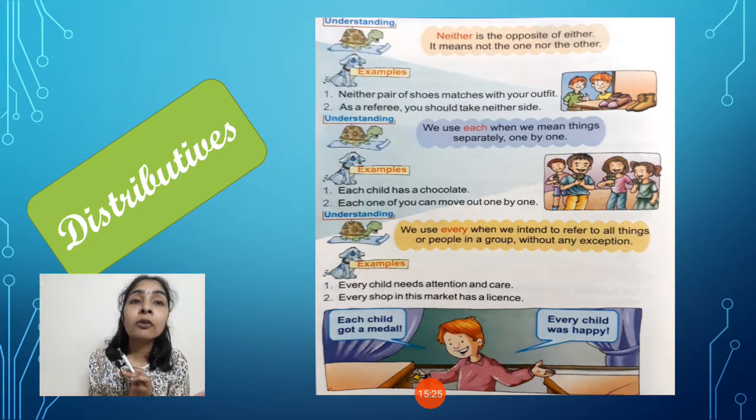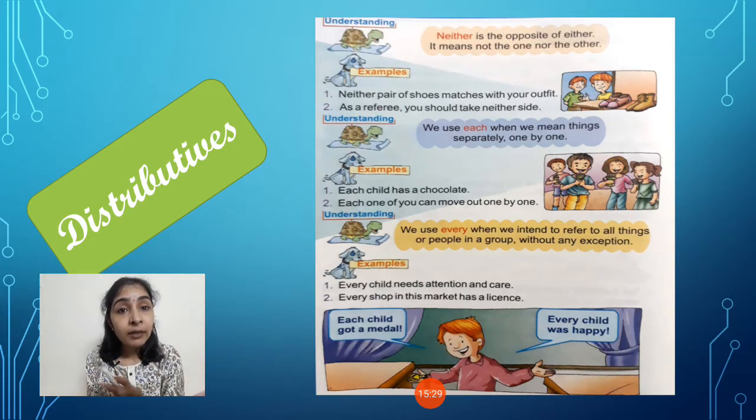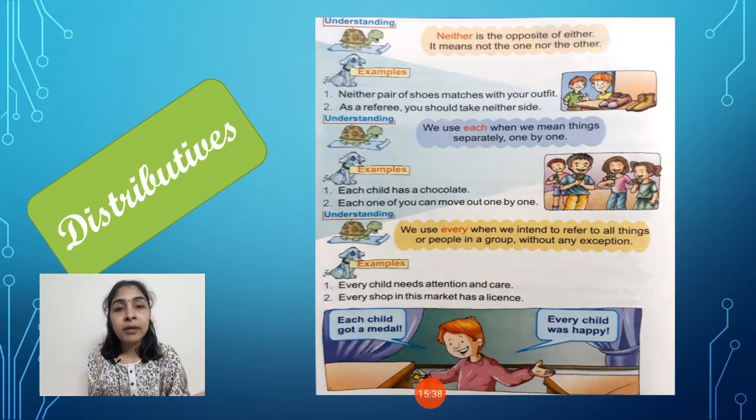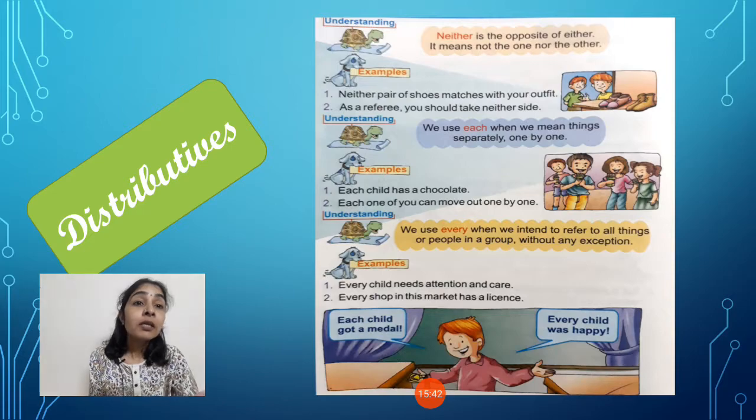Example, "neither pair of shoes matches your outfit." That means none of the shoes will suit your outfit. Similarly, "as a referee, you should take neither side." That means you should not be partial. You should not take the side of any of the teams.